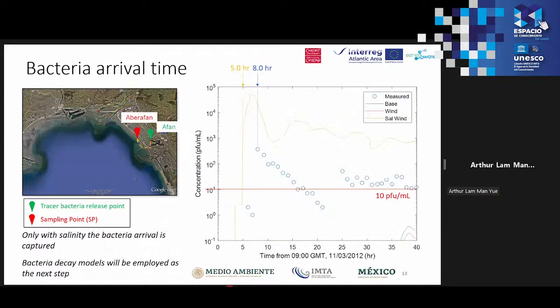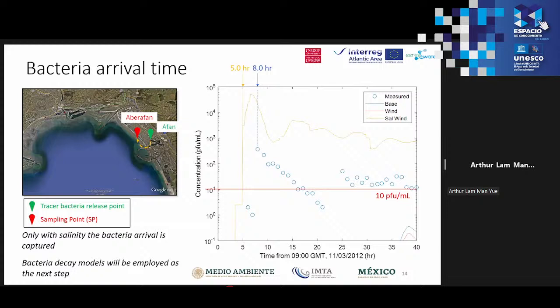Here we look at the second test. This is another bacteria release point and another sampling point. We can see that in this case, only with salinity, the bacteria arrival is captured, and the error is also 3 hours, and this shows the importance of salinity.